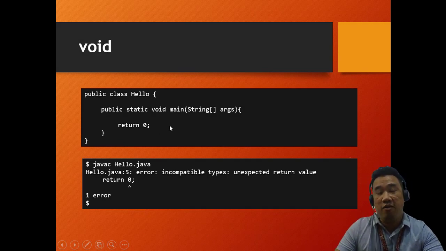Depende na kung ano yung return natin. Once i-compile natin yung program, this will give us an error: Hello.java line 5 error incompatible types unexpected return value, return 0. Meaning to say guys, hindi ka pwede magbutang ng return statement within the void method. So, klaro? Again, simple lang: do not put return statement inside the void method.